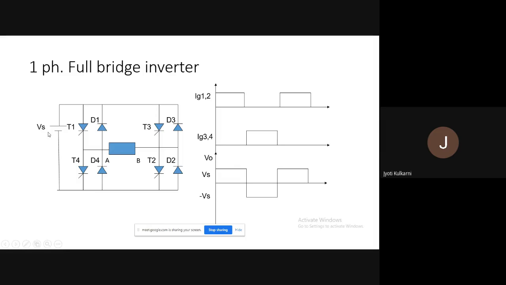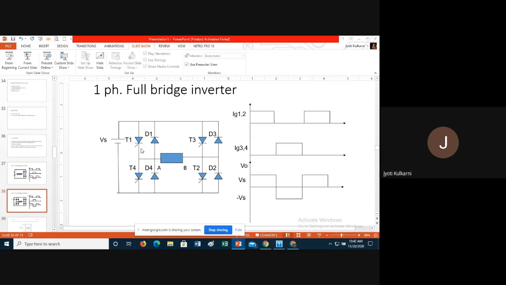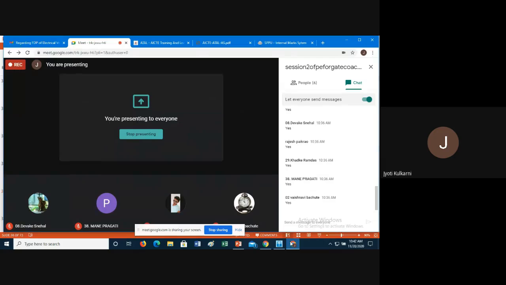It means even if the input is DC, even if the input is not changing polarity, because of the conduction sequence of these four devices, we are getting an alternating output across the load. For the first half cycle, the output voltage is positive. For the next half cycle, the output voltage is negative. So it is called an inverter, which converts DC input into AC output. Is that clear to you? Okay. Understood the operation of the full bridge inverter?